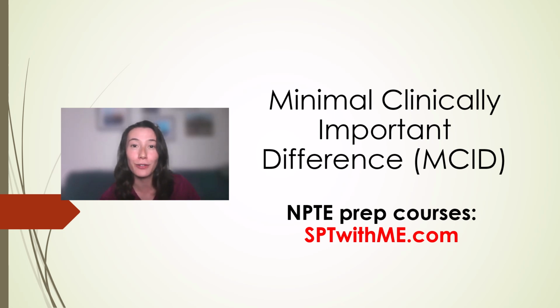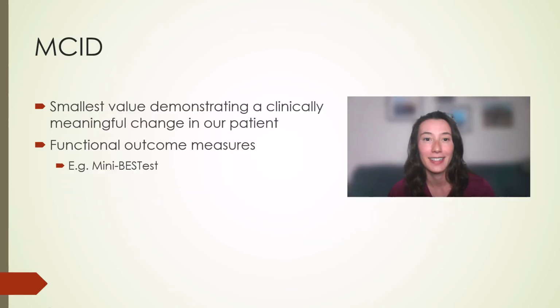Now for what you're actually here for, let's talk about the MCID, or Minimal Clinically Important Difference. The MCID is a statistics term. Specifically, it's a value that refers to the smallest value that we can get showing a true and meaningful change in a person or our patient.